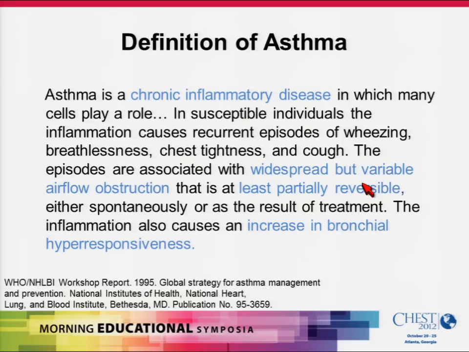The way I've approached this is to take a look at the definition of asthma, our current concept of asthma, and then in a few moments look at the definition of COPD, and take those distinguishing features of these two conditions and see, are they so special, are they so distinct for this condition versus COPD? So asthma is a chronic inflammatory disease. We'll talk a little bit about inflammation, and a lot more will come up in the next few talks. Many cells play a role. In susceptible individuals, it causes recurrent episodes of wheezing, breathlessness, chest tightness. We know that the episodes are associated with widespread but variable airflow obstruction.